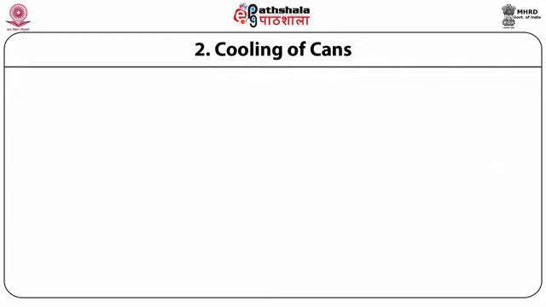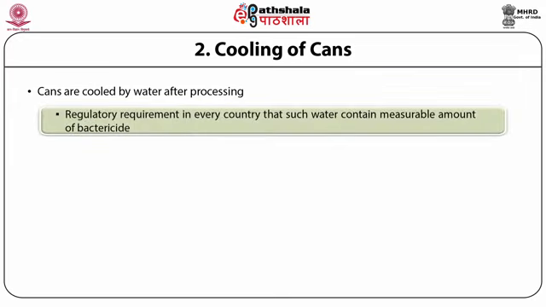The second stage is cooling of cans. The cans are typically cooled after thermal processing by passing water through the retort or placing the cans in a cooling canal. But in some canneries, hot cans are removed from the retort and left to cool in the air. If cans are cooled with water, it is a regulatory requirement in virtually every country that such water contain a measurable amount of bactericide when it exits the retort.